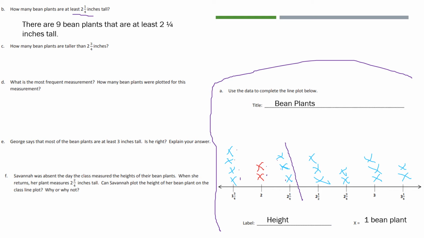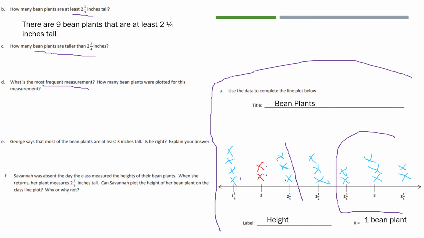Now what you're going to do is find out how many bean plants are taller than 2 3/4. So that's over here. Then what is the most frequent measurement? So that means which one do we see the most of? And how many plants were plotted for these measurements? So whichever ones are the most, that's what you're going to do. And it might be only one is the biggest amount, which is fine. It does not have to be two different numbers of heights.